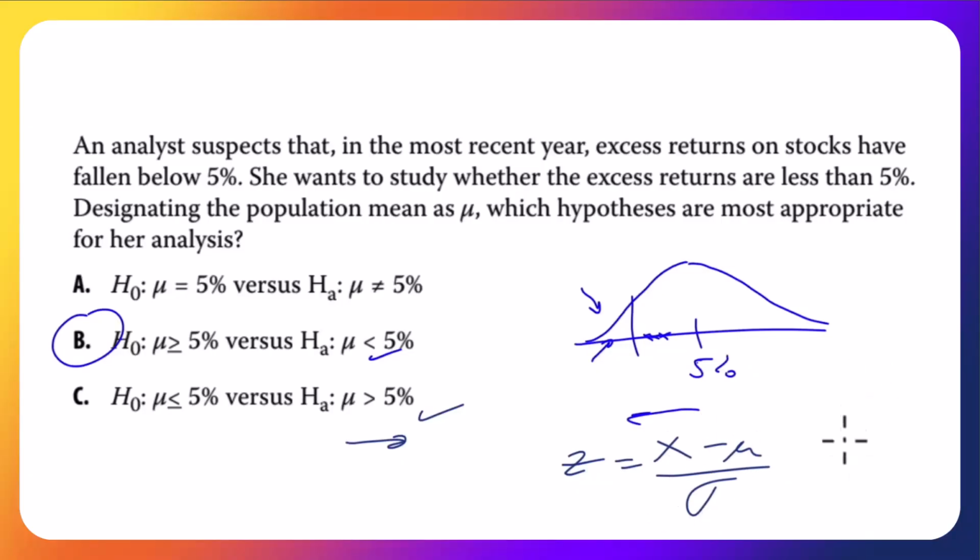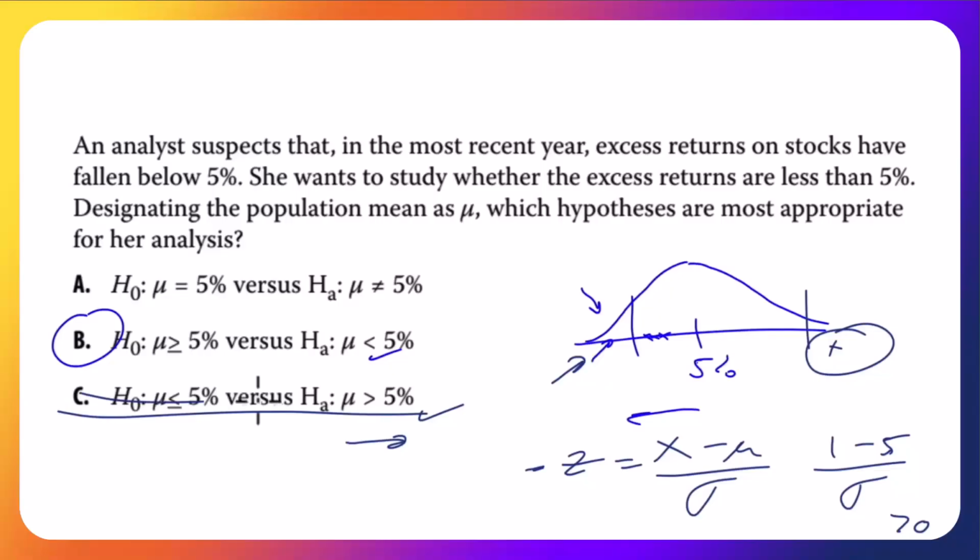be below mu. So let's take 1, for example, minus our 5, just something far enough below, over our variance. We know our variance must be greater than 0, which means we would have a negative z-value. Negative z-value. This would give us a positive z-value. So it cannot be C.